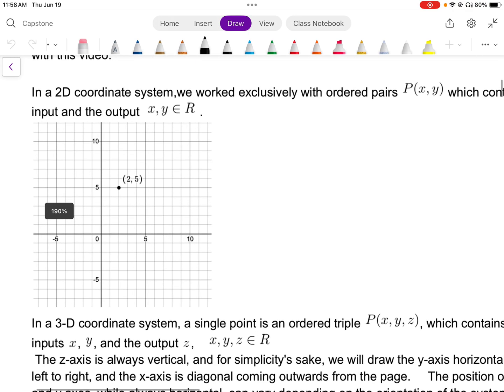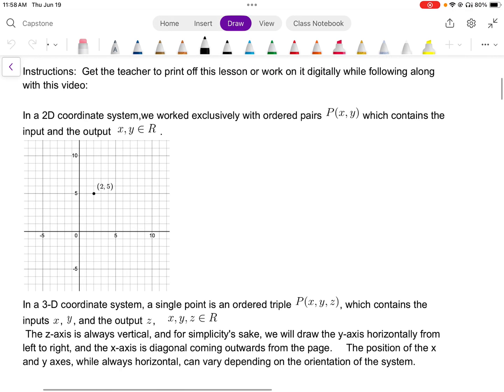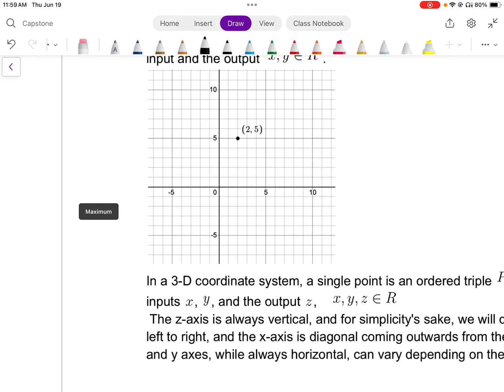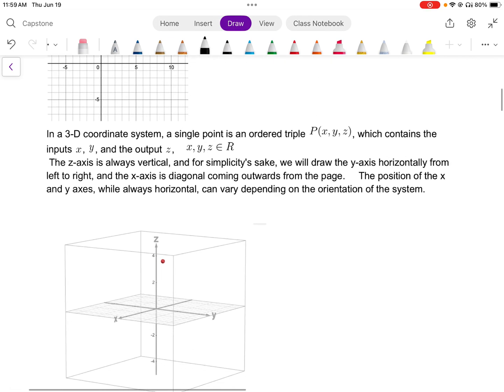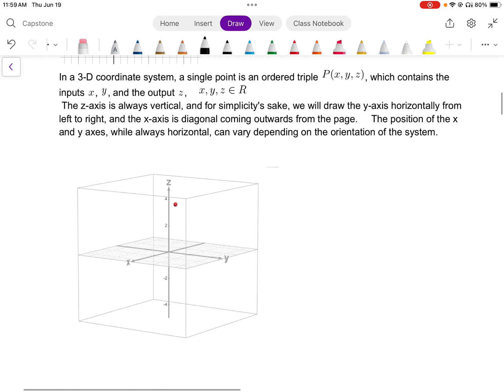So let's get started. Up until now, we've been talking about 2D coordinate systems, and we've worked with ordered pairs, points that contain x's and y's, the input and the output. Now, in a 3D coordinate system, things look different. A single point has three pieces of information: the x value, the y value, and the z value.